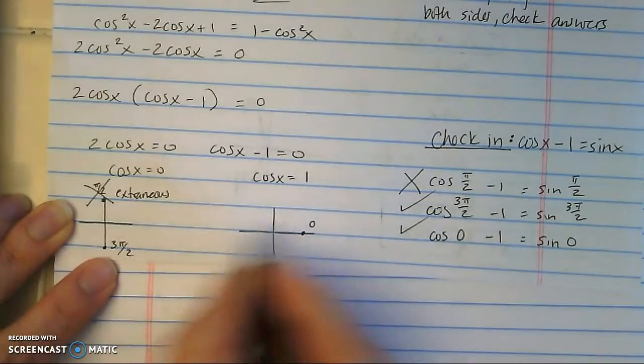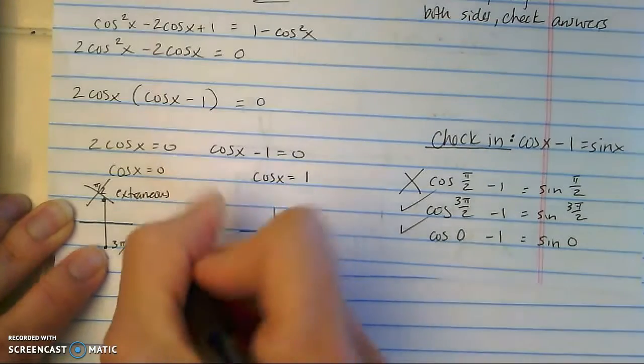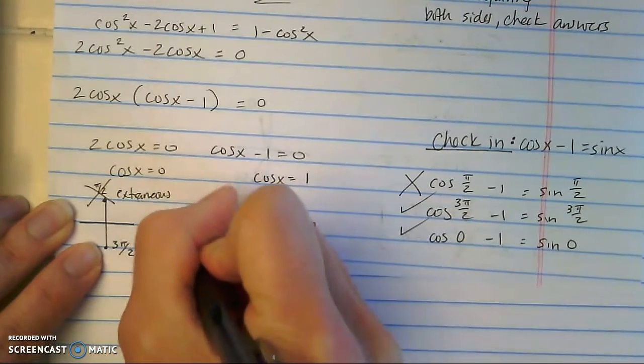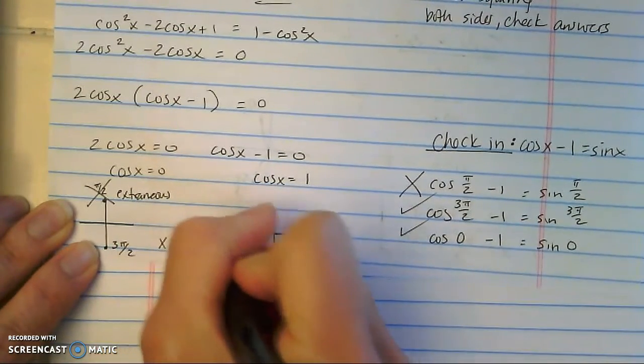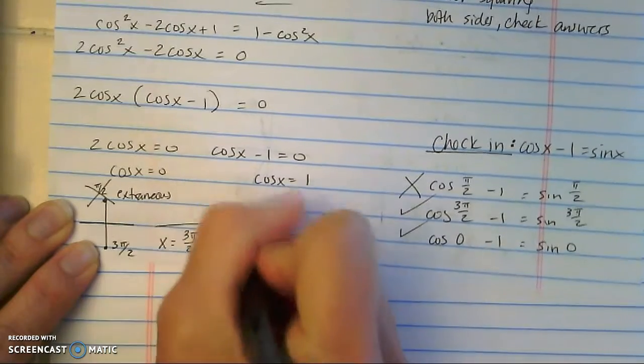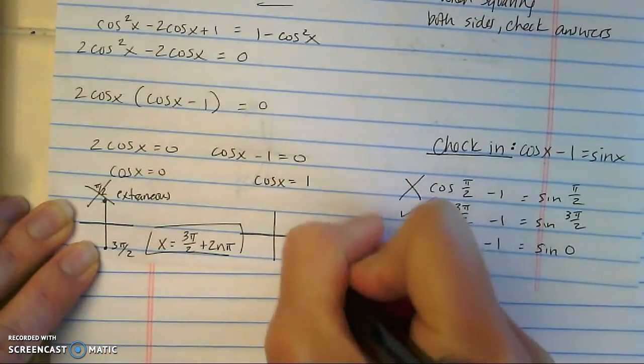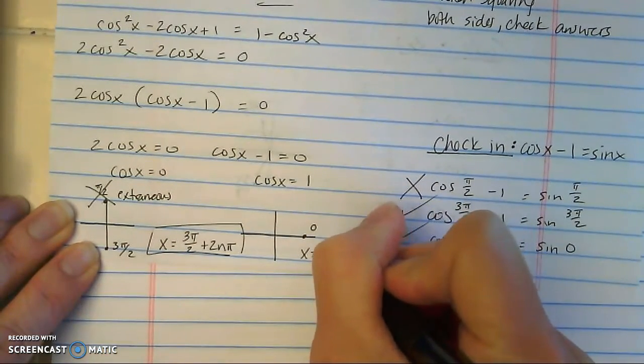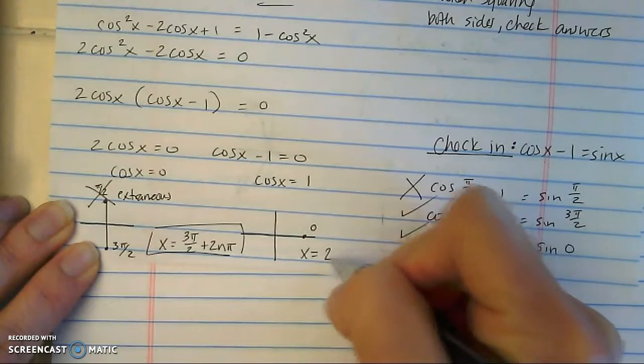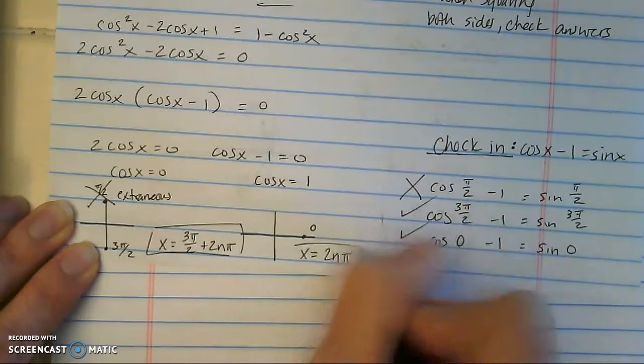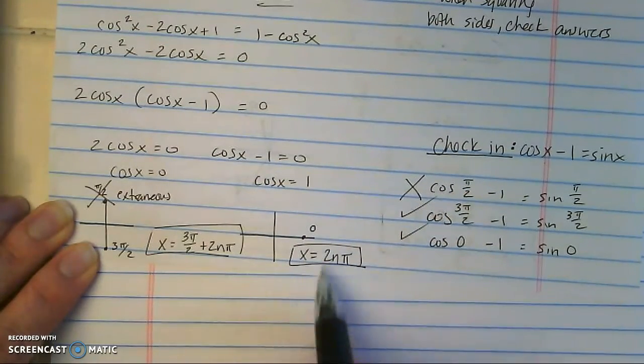Okay, so I have these 2 answers right here. And so one answer will be 3 pi over 2 plus 2n pi. And the other answer will be 0 plus 2n pi, or I could just write 2n pi. Okay, that's the same thing.